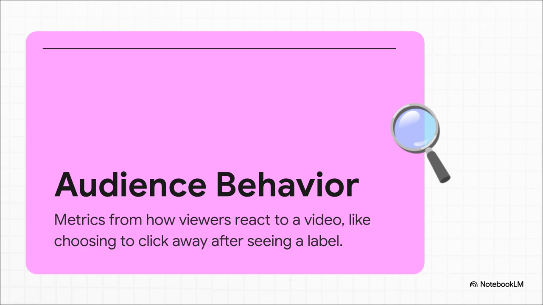This introduces a pretty critical concept: audience behavior signals. These are the real-world metrics generated by your viewers' reactions. If a viewer sees that newly visible AI overlay on a short and just decides to scroll past, or maybe they start watching a long-form video, see the tag, lose trust, and immediately bounce, well, those very human actions send powerful negative performance signals to YouTube.